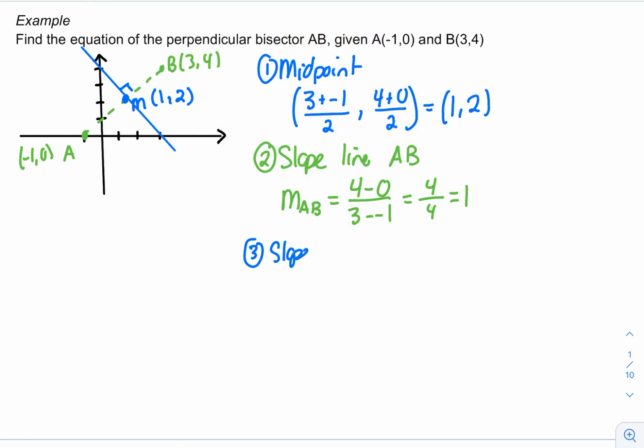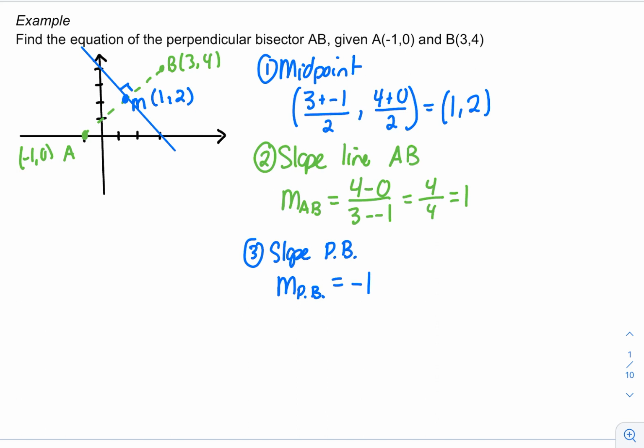Since we know the slope of AB, now we can do our third step, which is to find the slope of our perpendicular bisector. I'm going to short form that to PB. So the slope of our perpendicular bisector is going to be the negative reciprocal of the slope AB. So if this one is 1, then that means that ours is going to be negative 1.